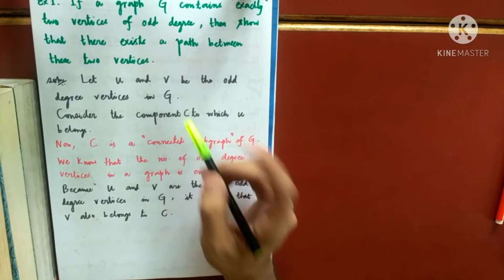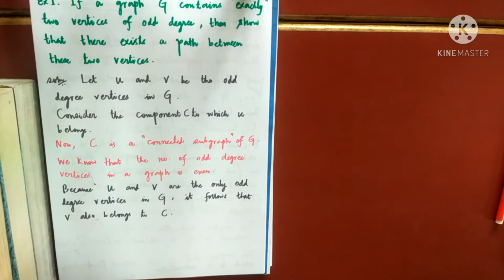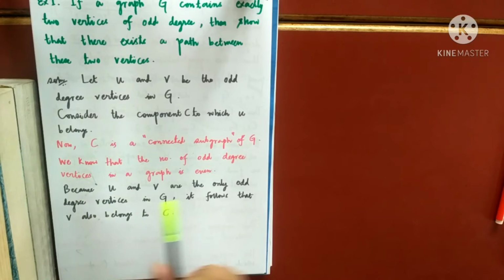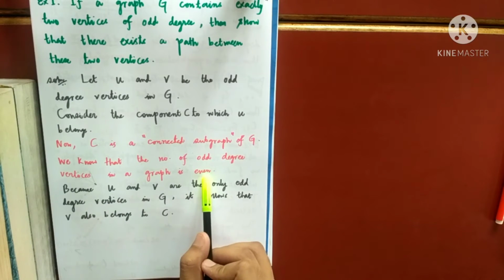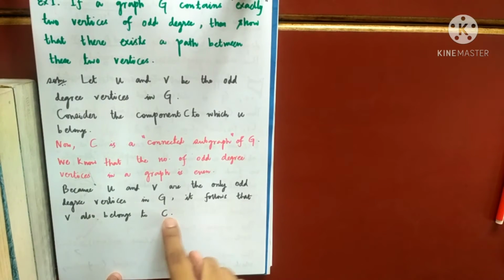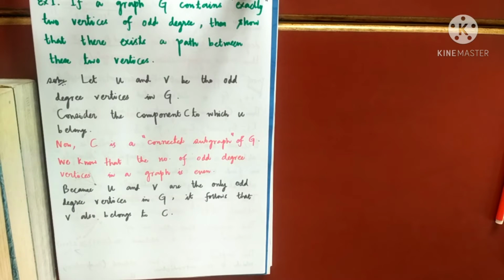But C cannot have 1 odd degree vertex because it is a property of a graph that the number of odd degree vertices is always even. So V must also belong to C just because there are only these 2 odd degree vertices and no other. Am I clear with this fact? How can I say V belongs to C? Please tell me whether you understood or not.